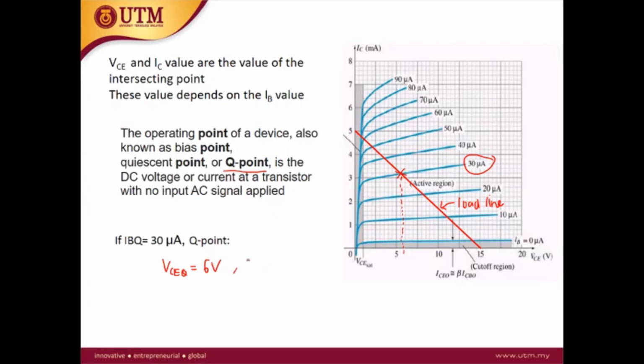And then the ICQ is equal to, let's say this one is 1, 2, 3, 4, 5, also 5, 0.2. Let's see, this is 3.2 milliampere. So this is the solution for the Q point.